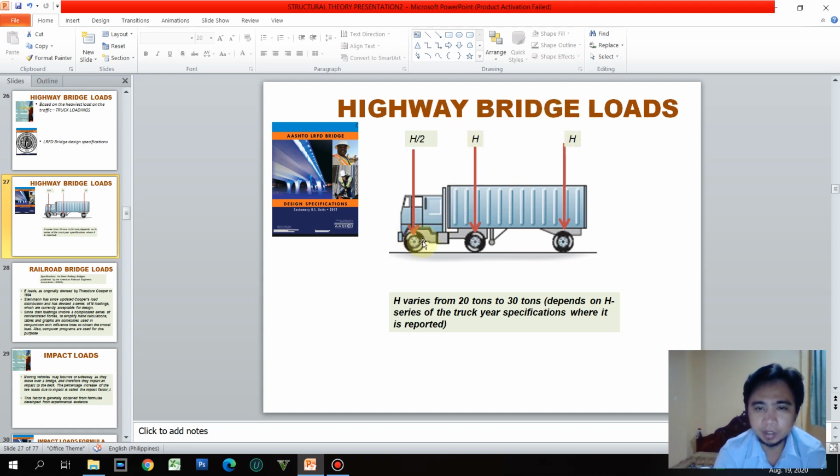Now the wheel here is a single one, because H is derived on 2 axles, then we divide it by 2, because this is a single wheel axle in front. So that is the concept.